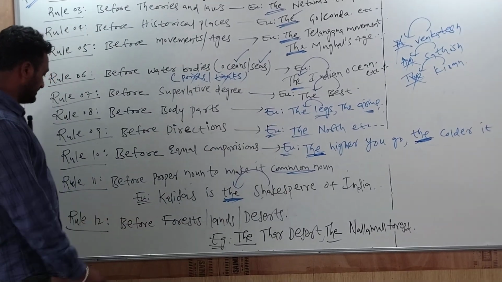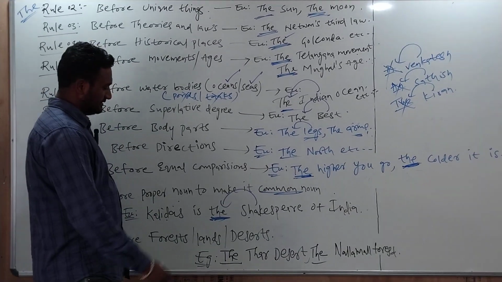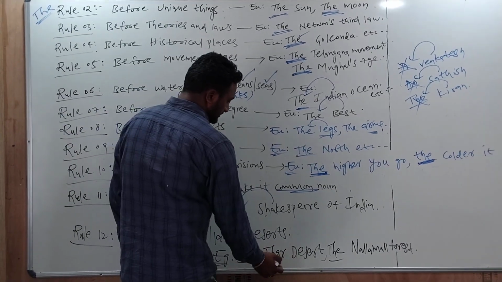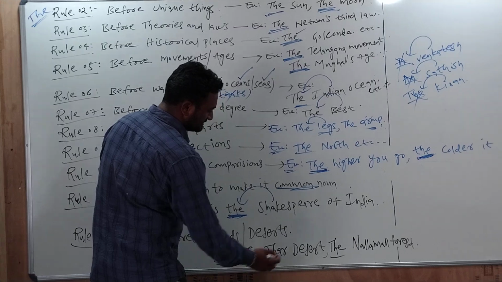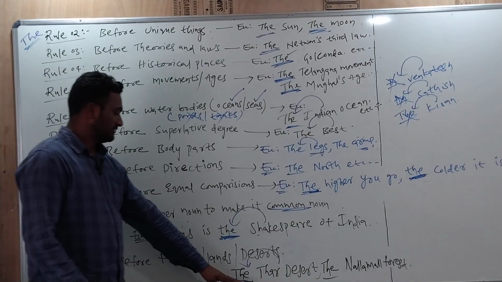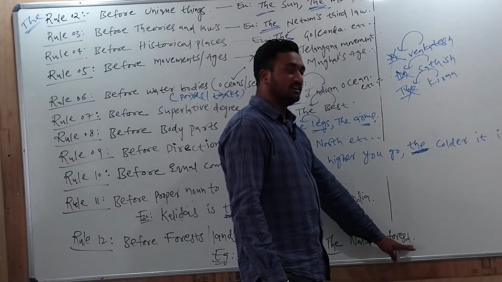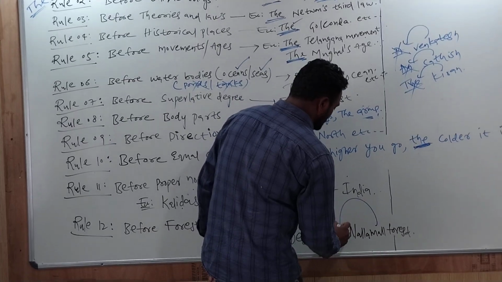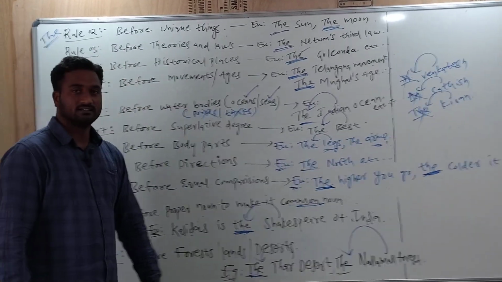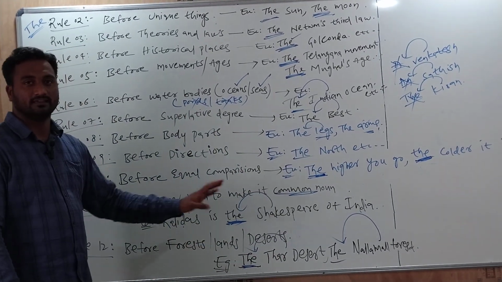Understood? And next, coming to rule 12, before forests, plateaus, plains, deserts, any lands, we use article "the". For example, Thar desert. We can't write here "a Thar desert" or "an Thar desert". Any forest, any lands, any deserts, we should use "the" only. The Sahara desert, the Thar desert, and also the Nalla Nalla forest. Right? Any forest name should also be preceded by article "the" only. You should not use article "a" before a Nalla Nalla forest or any forest name you take.